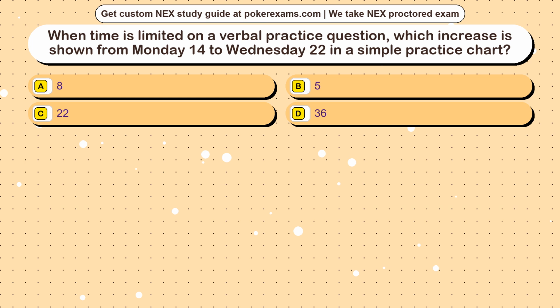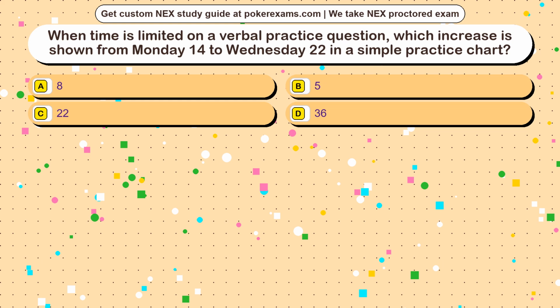Question 5. When time is limited on a verbal practice question, which increase is shown from Monday 14 to Wednesday 22 in a simple practice chart? Option A, 8. Option B, 5. Option C, 22. Option D, 36.